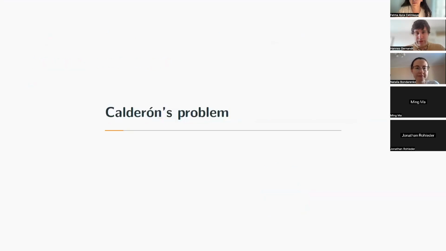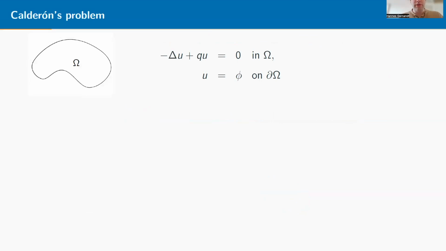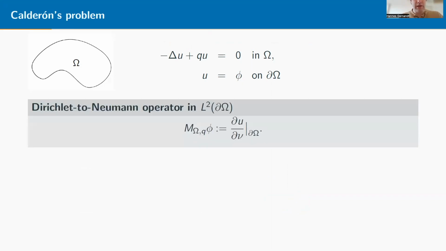Let's get started. First I will speak a bit about the original Calderon problem. In this problem you have a domain and you have minus the Laplacian u plus some potential on the interior of the domain, and you have some Dirichlet boundary data on the boundary of the domain. There you study the Dirichlet to Neumann operator, which, as the name says, is an operator on L2 on the boundary, and it sends the Dirichlet boundary data to the Neumann traces on the boundary.